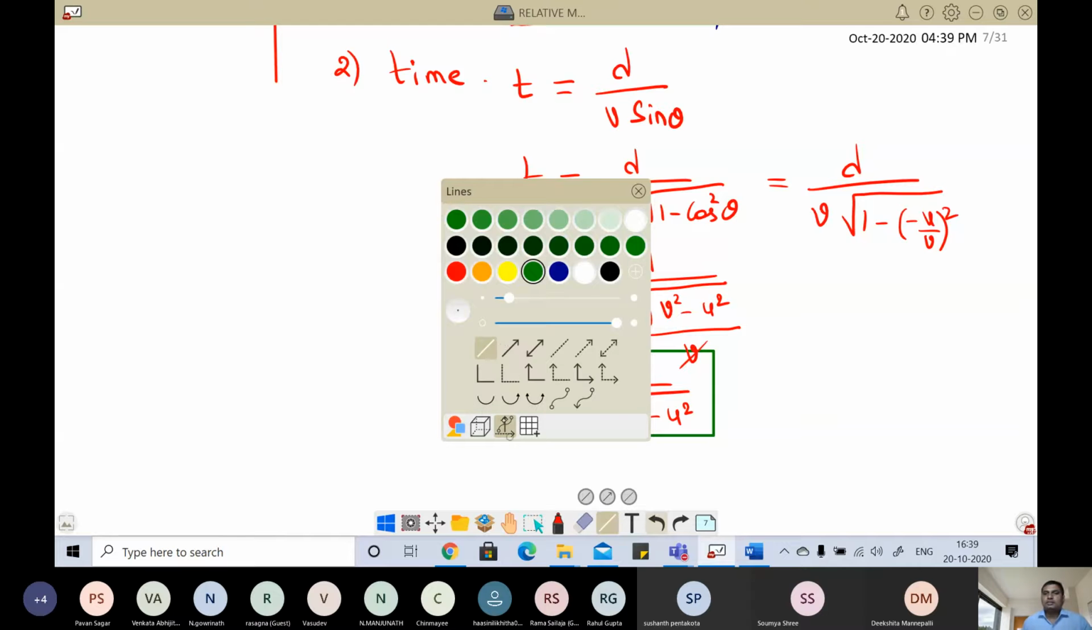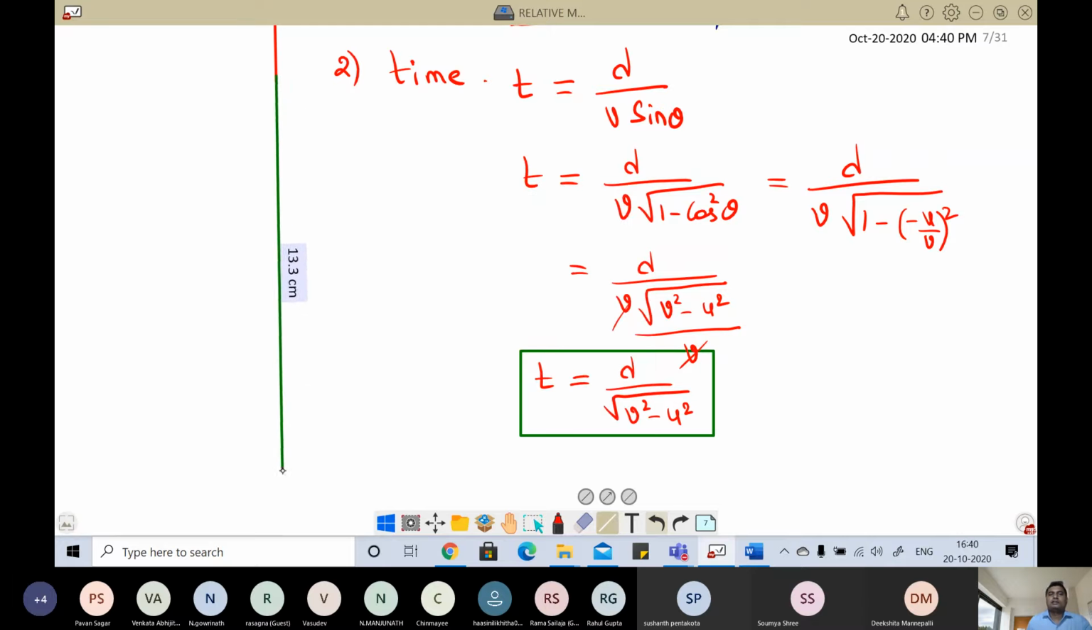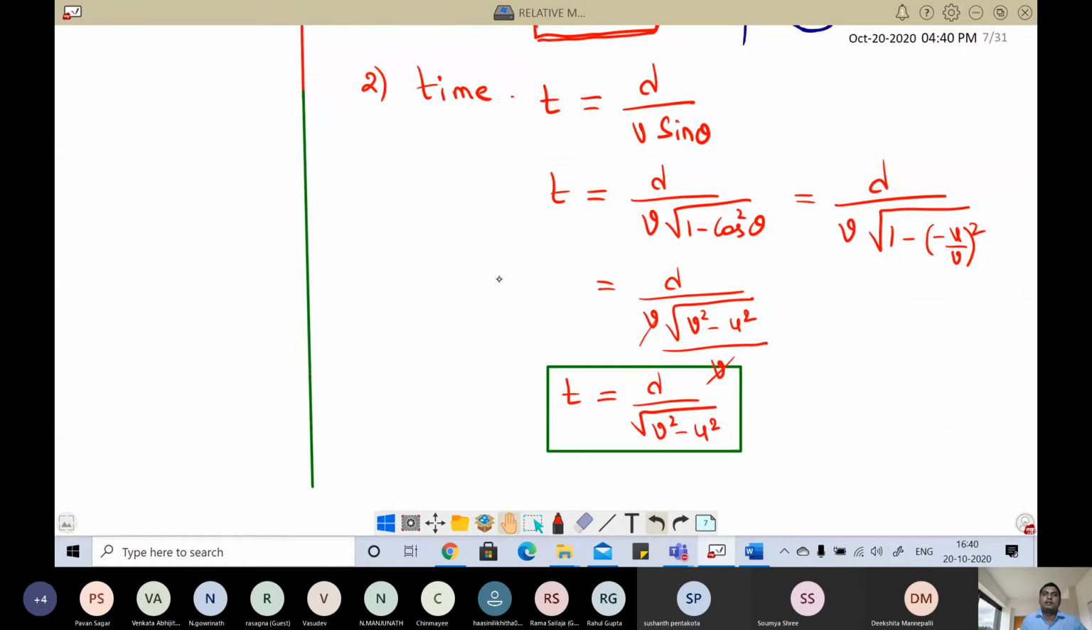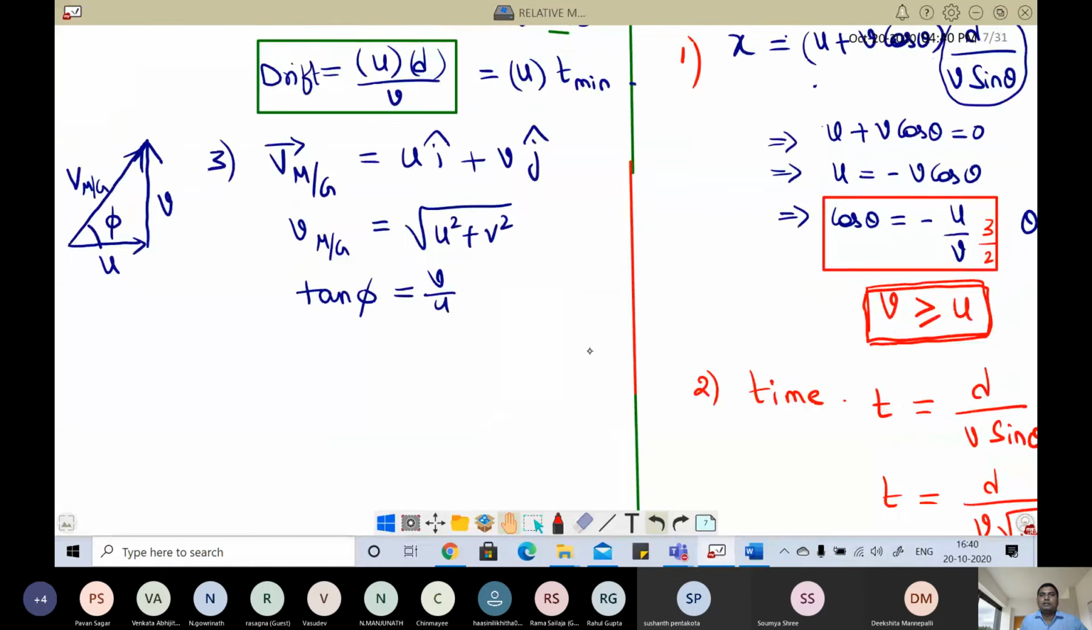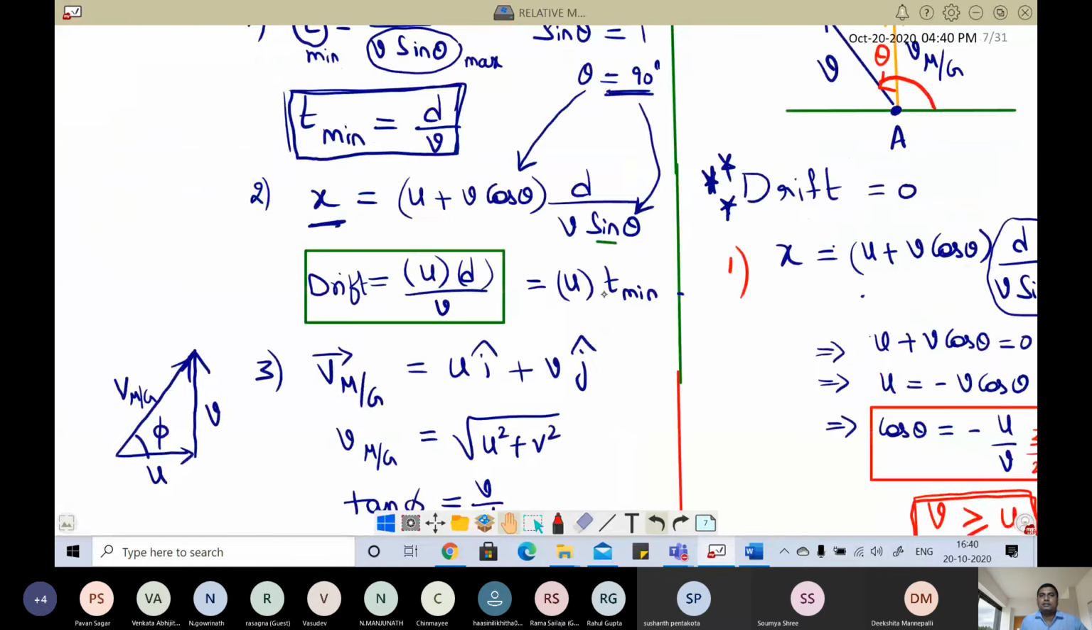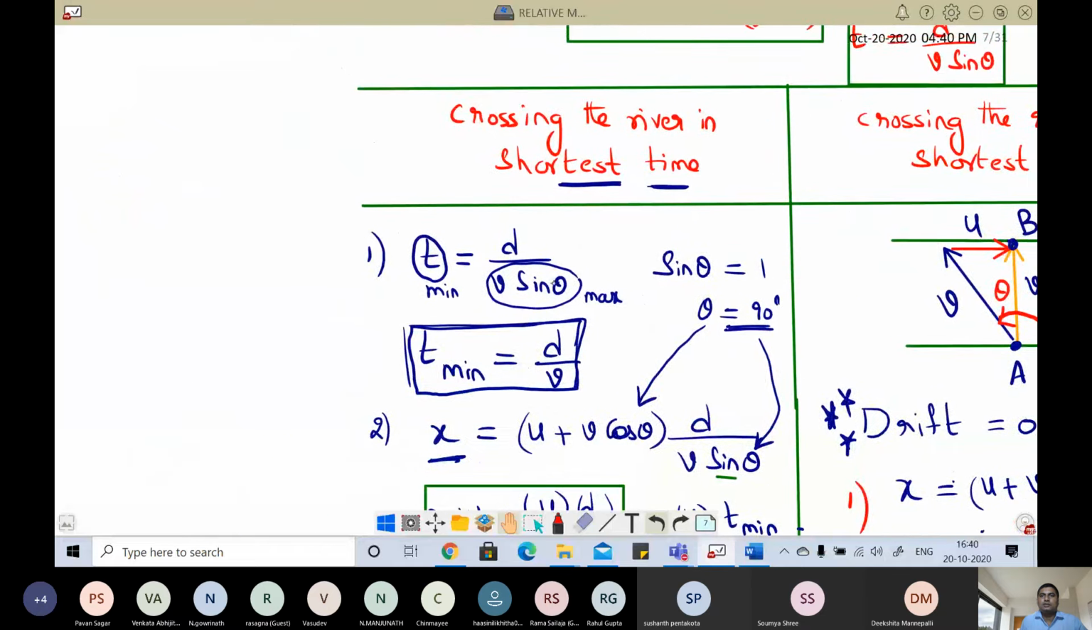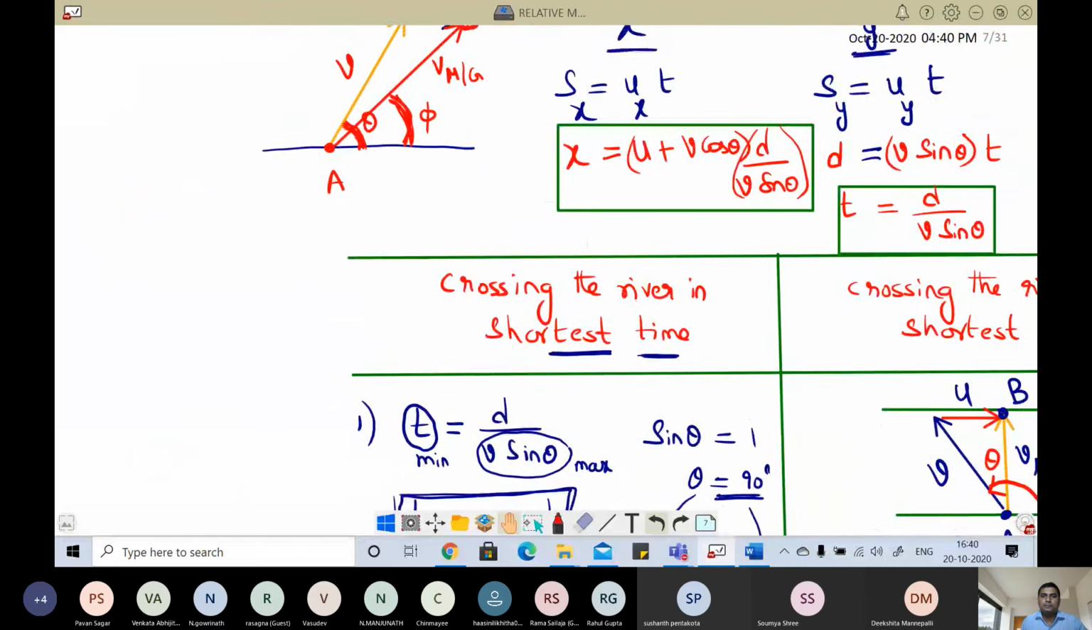So that's about the shortest time and shortest path. Two things are there. Let us summarize. There are two cases. Number one is called as shortest time. The second one is called as crossing the river in shortest path.